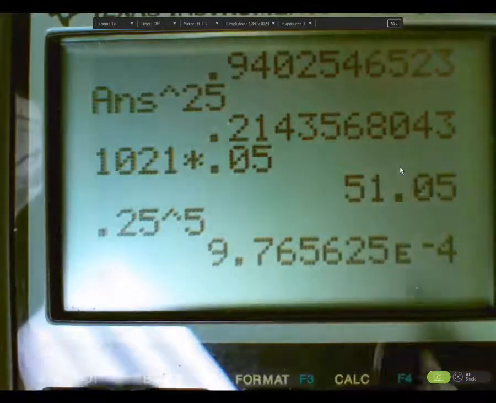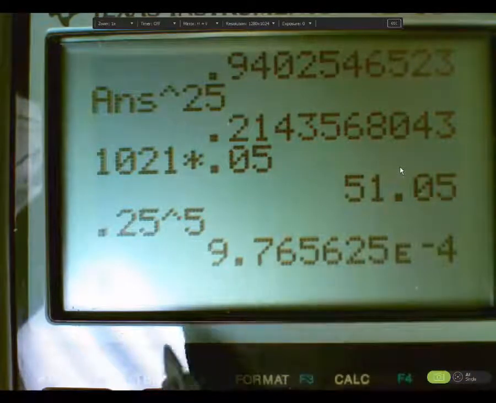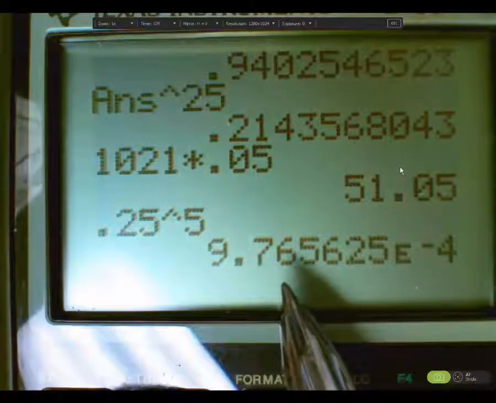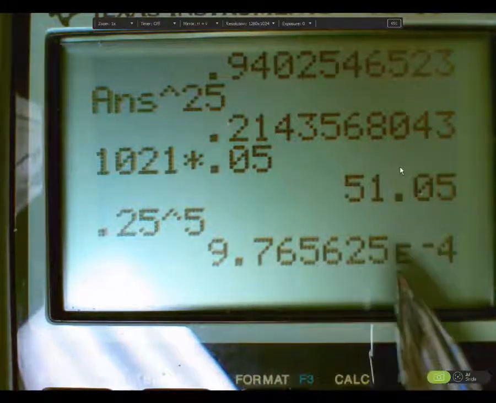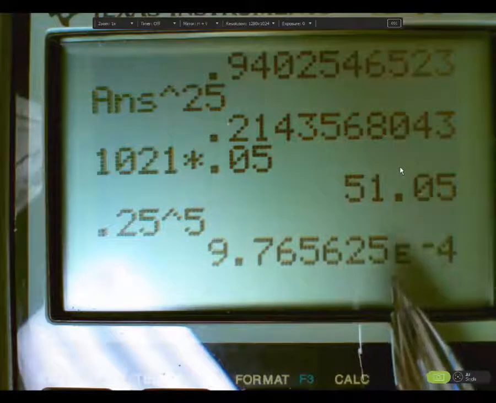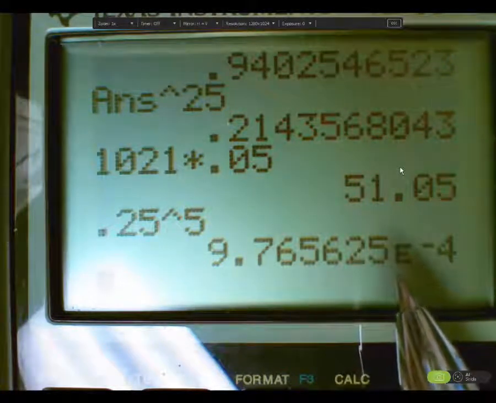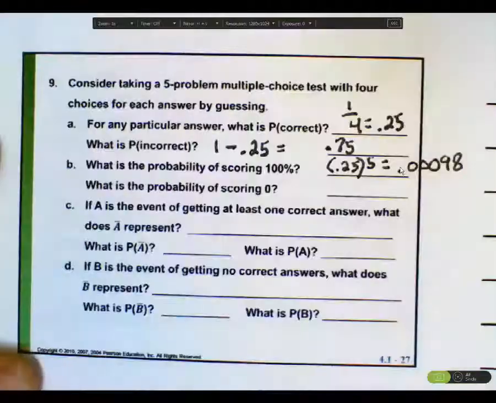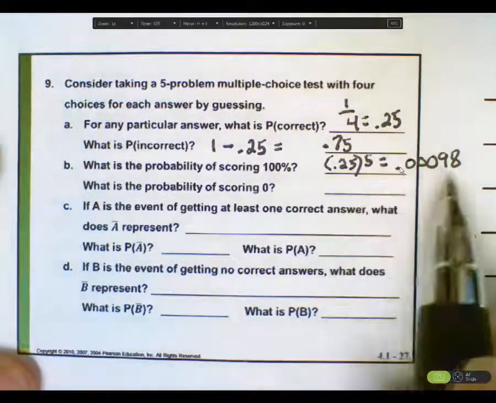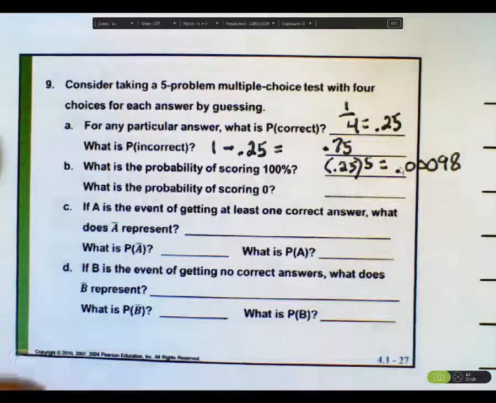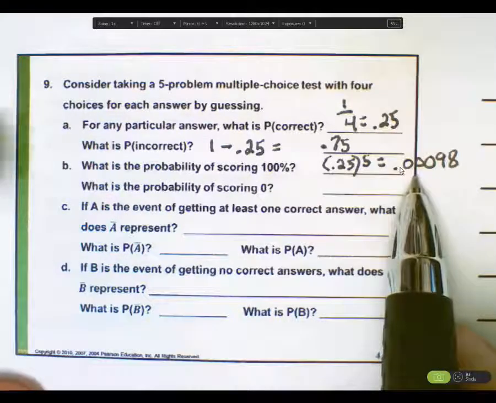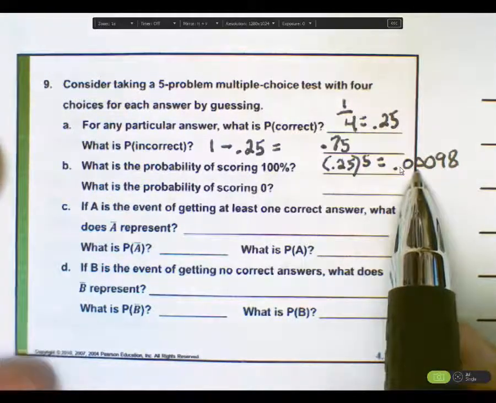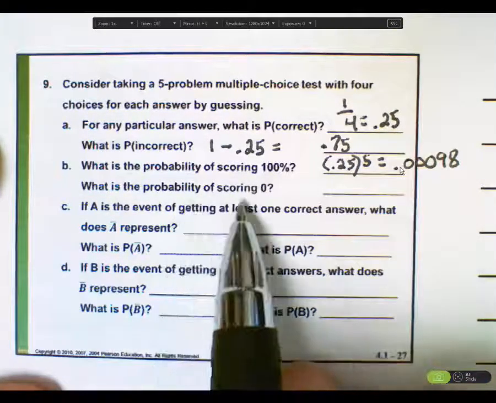Now notice on my calculator that came up with an E in it, but I know that 9.8 can't be a probability. Probabilities are always between 0 and 1. So that E reminds me this is in scientific notation. Move my decimal 4 places to the left. That's why I added 3 zeros and then rounded 2 decimal places after that. There's not a very good chance that I'm going to make 100 on a multiple choice test where I'm just guessing. What's the probability of scoring 0?